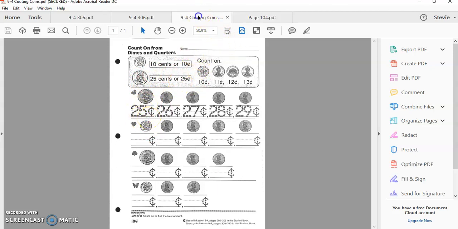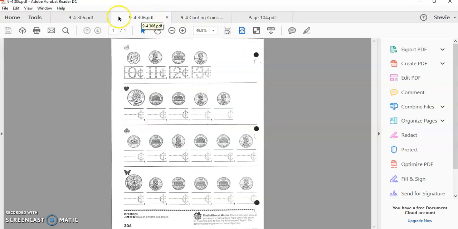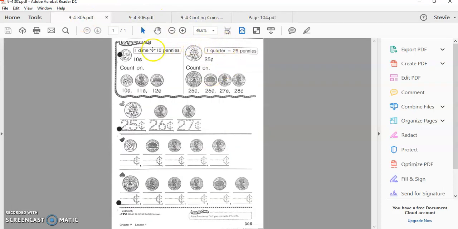Please put your names on all these pages. Even though there's not a place for it, put it right there. There's space. All right, sweet friends, go ahead and get to work.